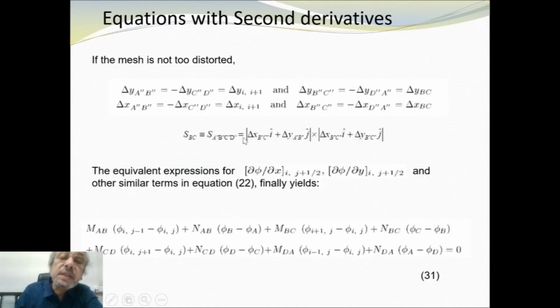So here we can see delta X B double prime C double prime I plus delta Y A double prime B double prime J, and delta X B double prime C double prime I plus delta Y B double prime C double prime J. I have done a small mistake. This will be delta X A double prime B double prime. Please note down this mistake. This will be delta X A double prime B double prime I plus delta Y A double prime B double prime J.